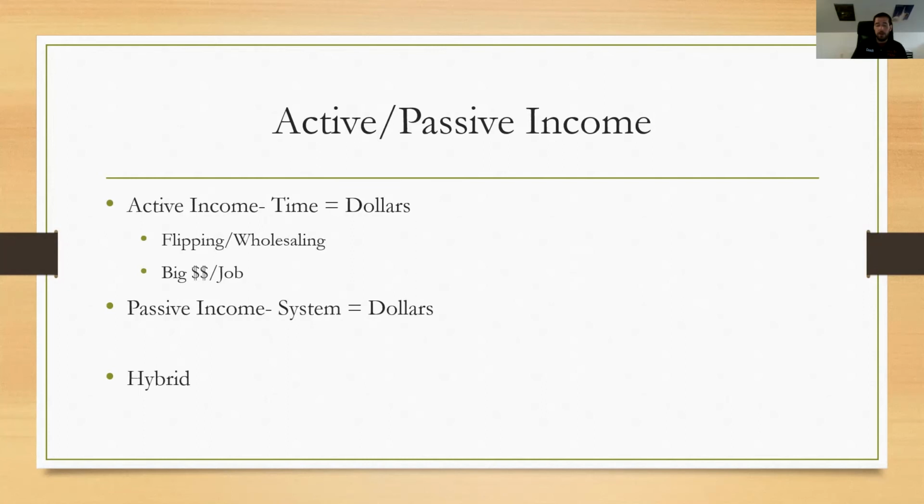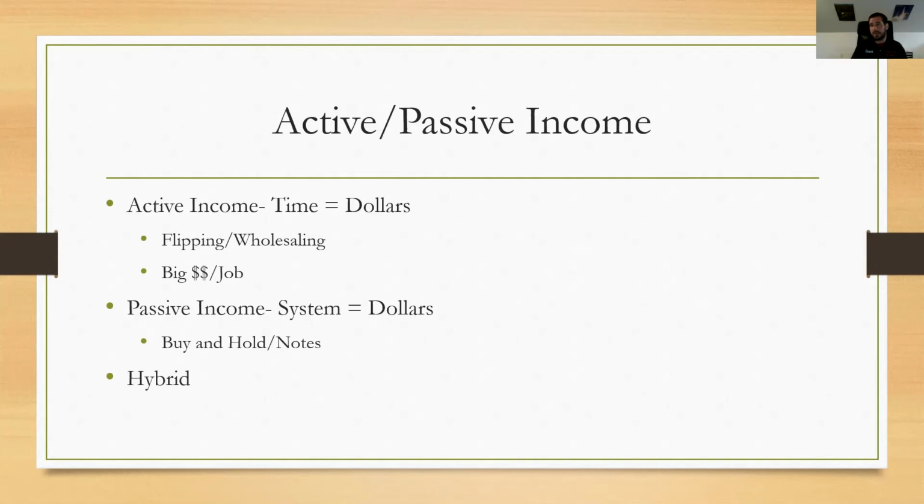Passive income is creating a system, and the system will create the dollars. A system would be like a buy and hold system. So if you have a property management, how do you get people in? How do you get renters in? How do you screen them? How do you take care of maintenance? Once the tenant leaves, how do you fix up the property again? How do you find deals? That's systems coming together.